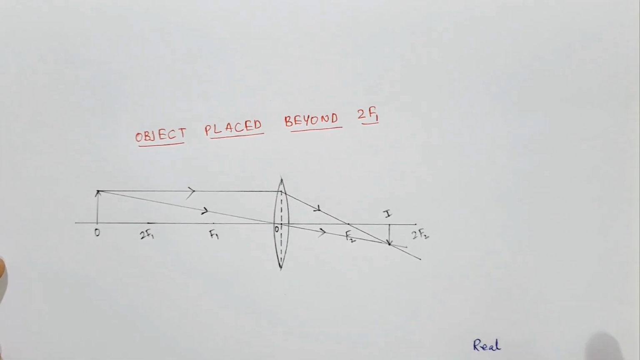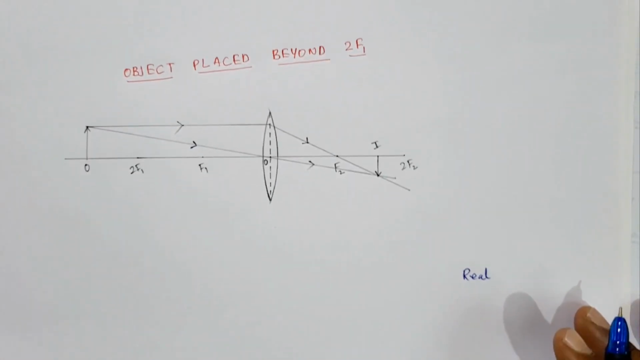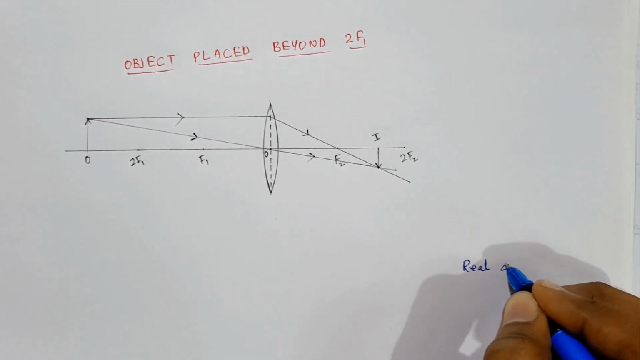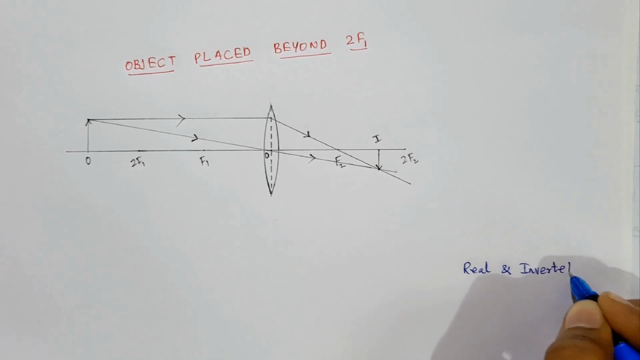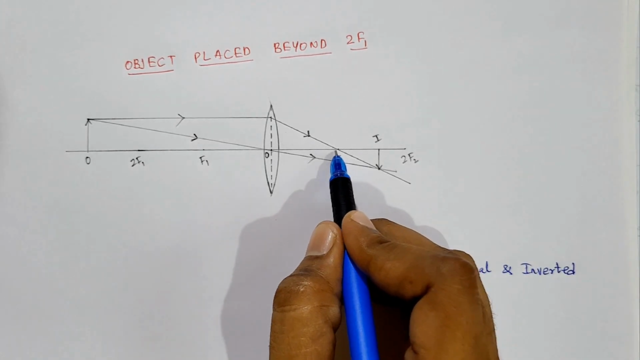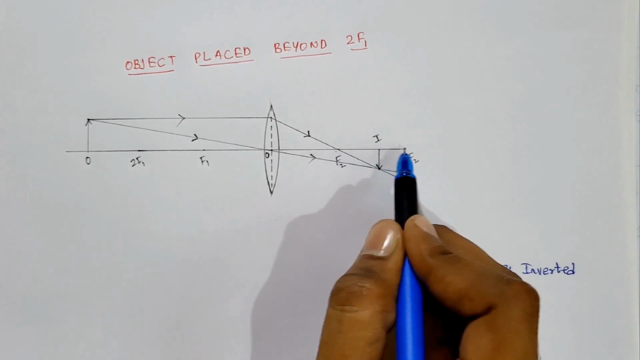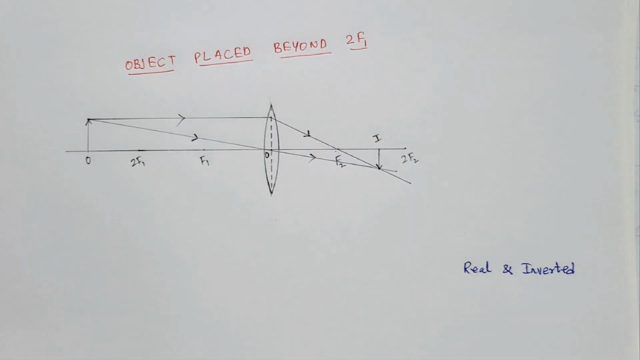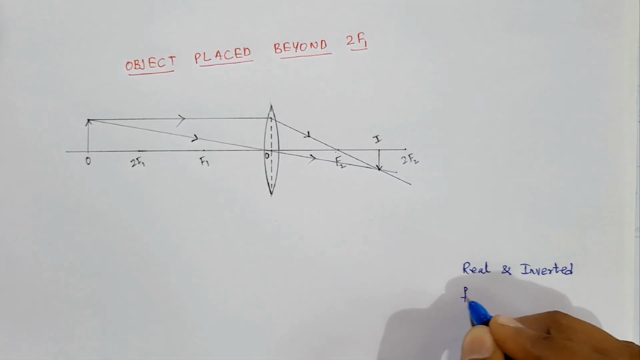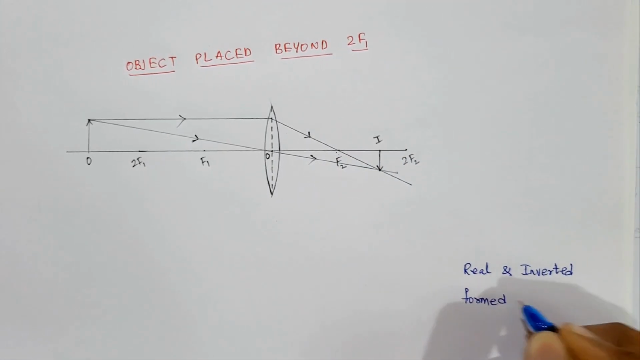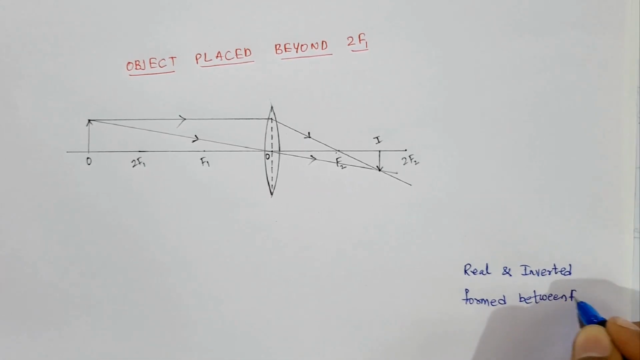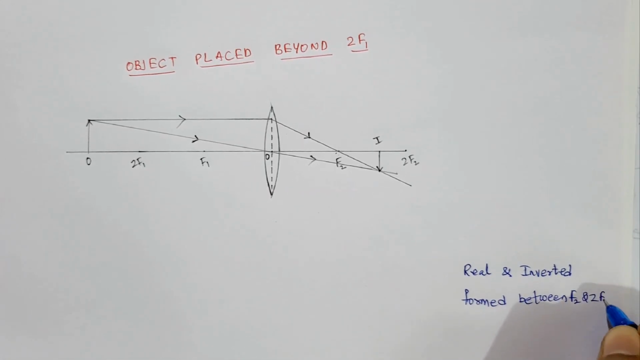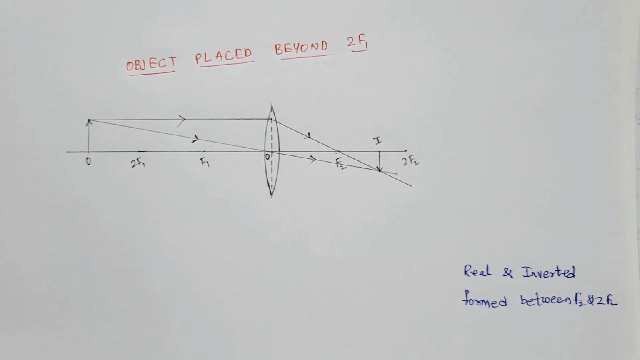And all real images will be inverted images. So the image is real and inverted. Where is the image formed? This is f2 and this is 2f2. Somewhere in between f2 and 2f2 the image is formed. Correct? So the image is formed between f2 and 2f2.